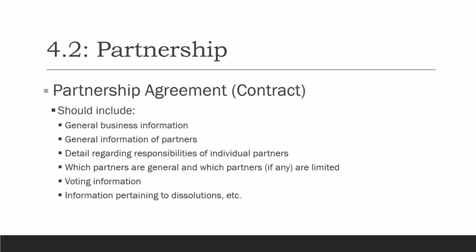Okay, another phone call. So we also need to include in the partnership agreement voting information, who gets what share of the votes, and you always need an exit strategy. So information pertaining to dissolutions. Also information pertaining to partnership draws. Who gets how much money and how often? That should be in black and white in the partnership agreement.